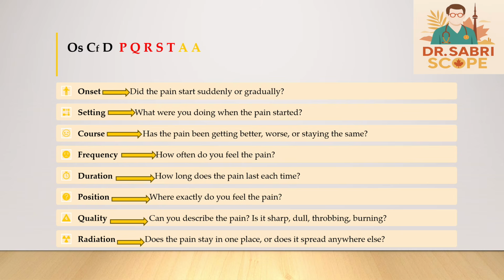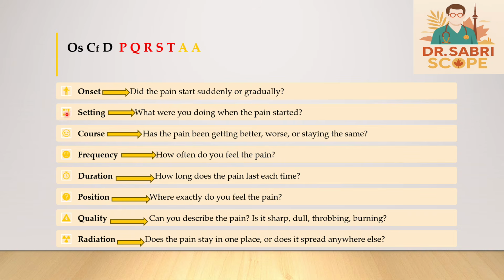Let's start with the simple abbreviation. We use it when taking history from a patient presenting with pain. First of all, we will start with the O, like onset. So we should ask the patient about how the pain started. Is it sudden or gradual?